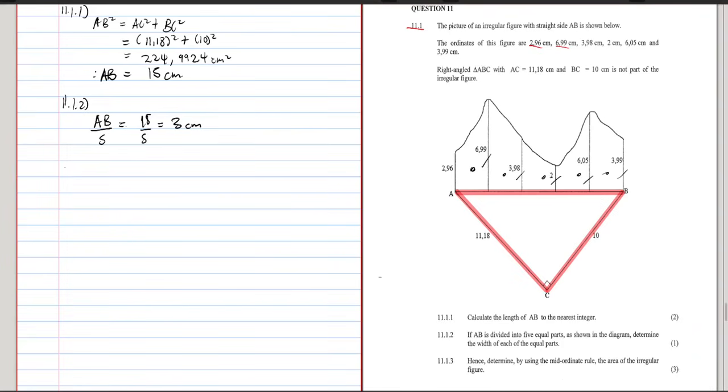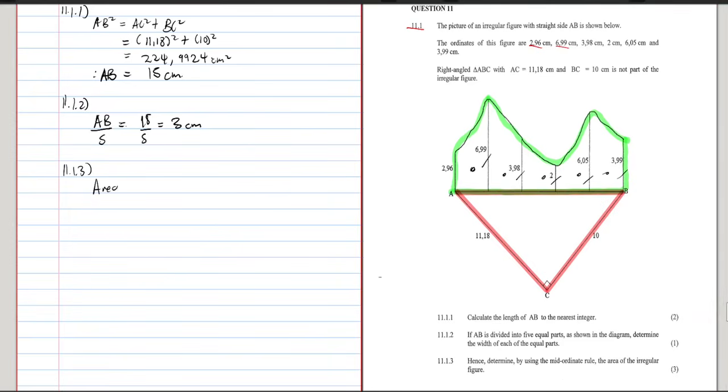In the next question we have 11.1.3. What do they want us to calculate? Hence, determine using the mid-ordinate rule the area of the irregular shape. So now we want the area of this shape in particular. Let's use green. We are looking for the area of this irregular green shape, applying the mid-ordinate rule.